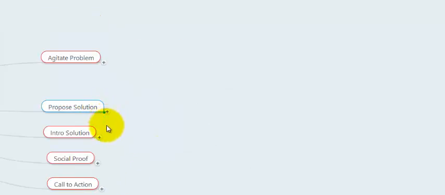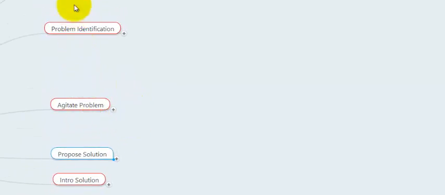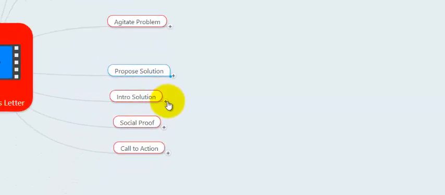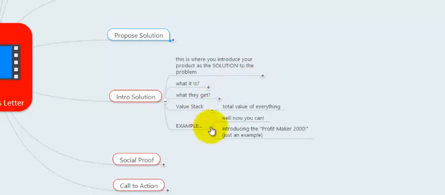So after you propose the solution, if they've made it this far, they're on board with you. You've taken them through this roller coaster ride of emotion. You pretty much have got them to admit to themselves that they have the problem. You've painted a picture of what's in store for them if they don't fix that problem, so they know they need a solution. You've talked about your solution, and you've asked how their life would change for the better if they had the same solution. So at this point, you are perfectly set up to introduce your solution.